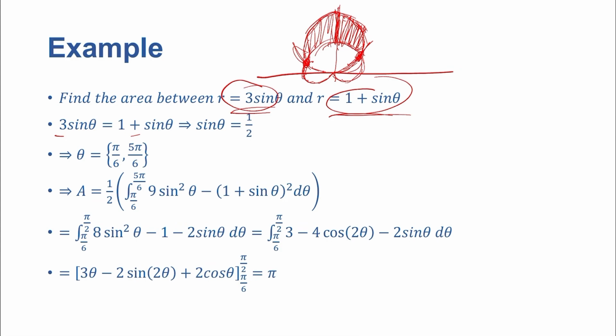We get 3 theta minus 2 sine 2 theta plus 2 cos theta, evaluated between pi over 6 and pi over 2, which is equal to pi. All right, so we found the area that's in here.